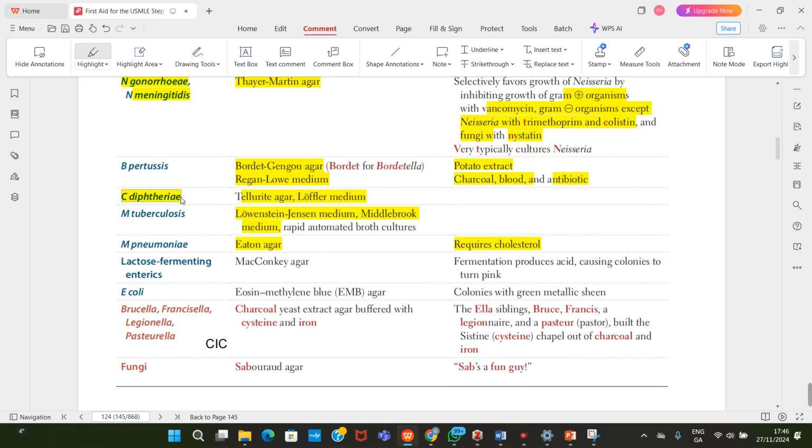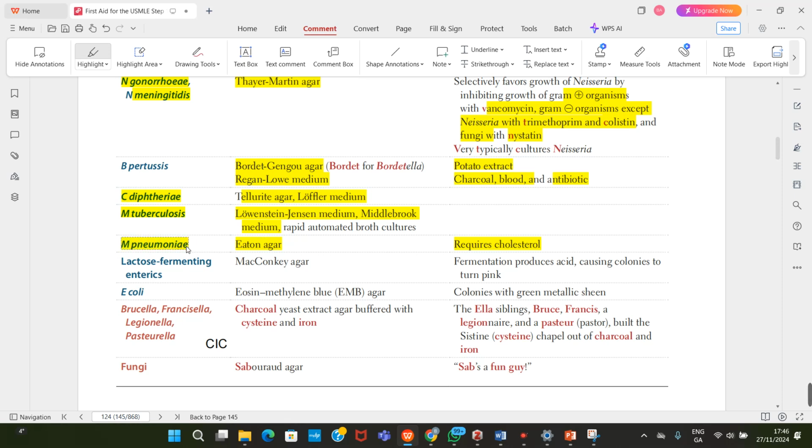So Mycobacterium tuberculosis, we can use the Lowenstein-Jensen medium. I know most of us are familiar with this from medical school. We talk about this a lot. Lowenstein-Jensen medium for tuberculosis, and also we can use the Middlebrook medium for tuberculosis.